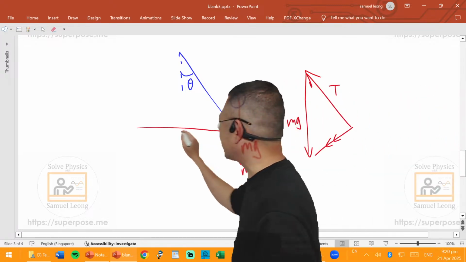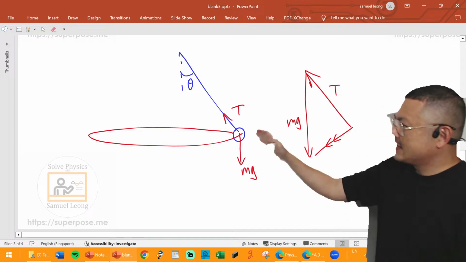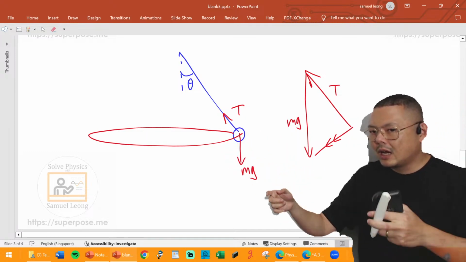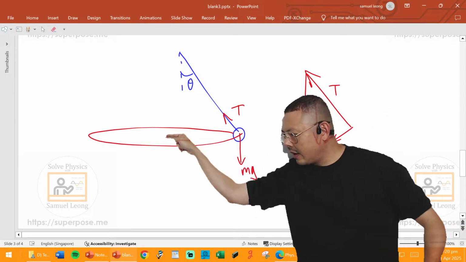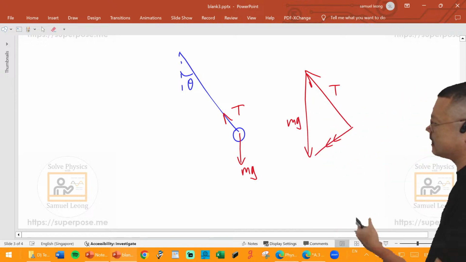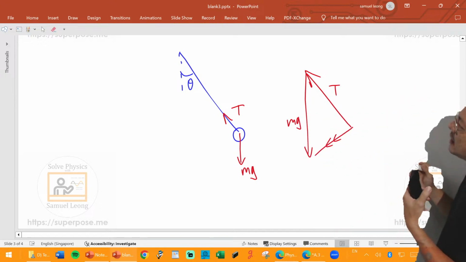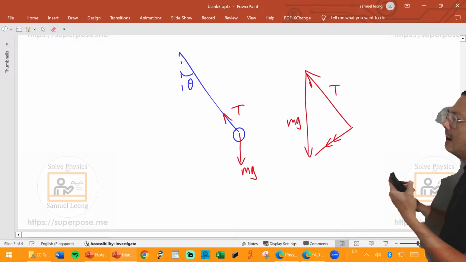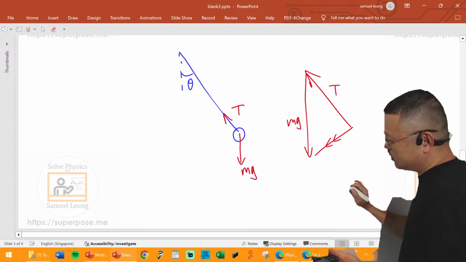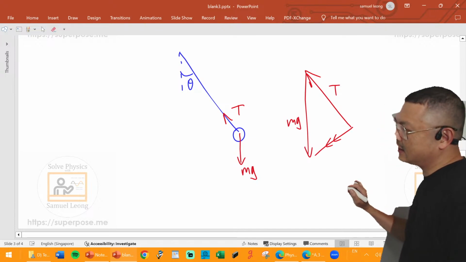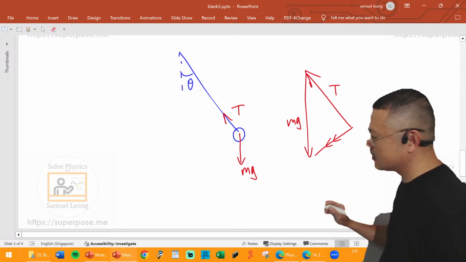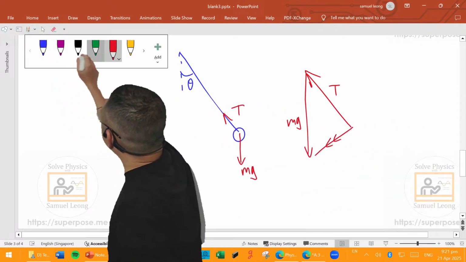Remember, circular motion was like that. If it's circular motion, then the resultant force needs to be pointing right towards the center. But this is not circular motion, so we can't take T sine theta. That's a bit unfortunate. Like what Jovine was suggesting, I'm just thinking of another way of doing this, but I don't think there's another way. She's right. We have to resolve it like that.